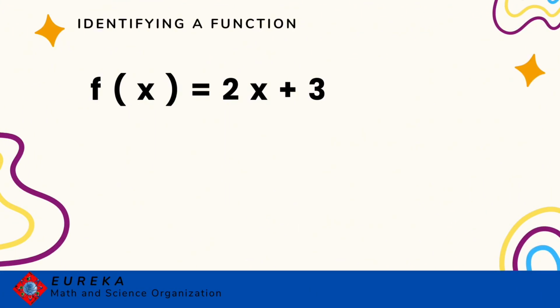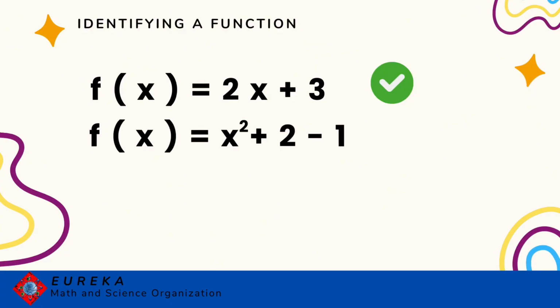For our first given, f of x is equal to 2x plus 3. Is this a function? The answer is yes. Specifically, it is a linear function because it has the form of mx plus b and its graph is a straight line. Now for our next given, f of x is equal to x squared plus 2x minus 1. Is this a function? The answer is yes. Specifically, it is a quadratic function because it has the form of ax squared plus bx plus c and its graph is a parabola.